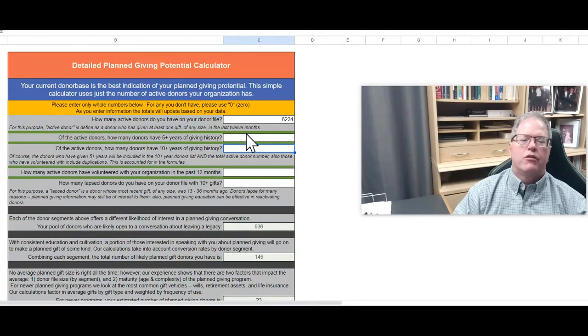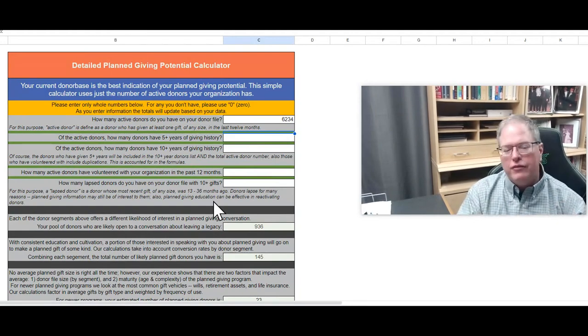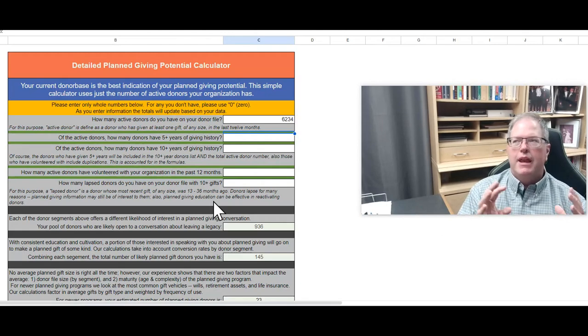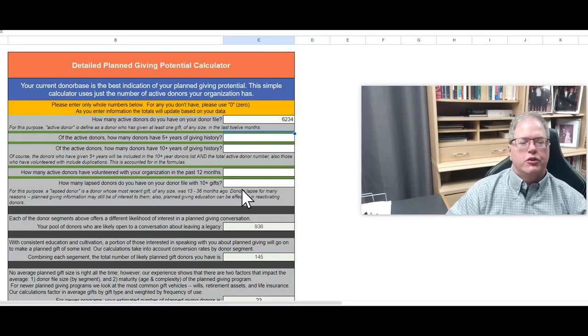But if you don't have gifts from donors who've been around for 5 years, you don't have donors who've been around for 10 years, you don't have volunteers that are participating, you don't have lapsed donors, then you don't want to use this calculation. But if you have this information, then this calculator is going to give you a better estimate of what your plan giving potential is.